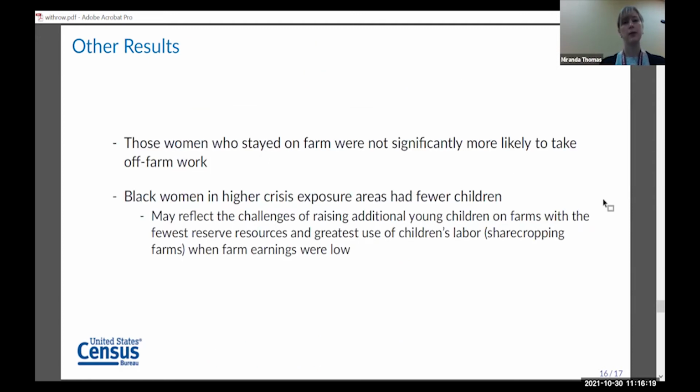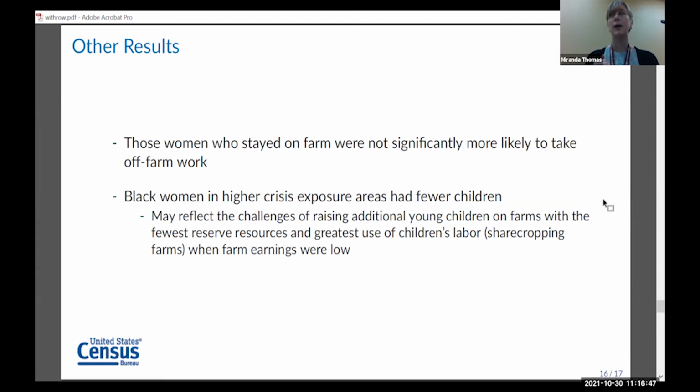So I do look at some other results here, particularly whether these women who were on farm were more likely to take off-farm work if they were more affected by the crisis. What I find is those women who stayed on farm were not significantly more likely to take off-farm work. And what I think is going on here, and what I look at in other work, is that instead of staying on farm and trying to find work in their rural area, these women are migrating off farm to urban areas where there is much more opportunity for them to find gender-appropriate work.